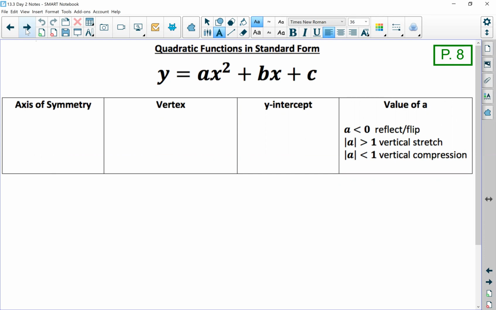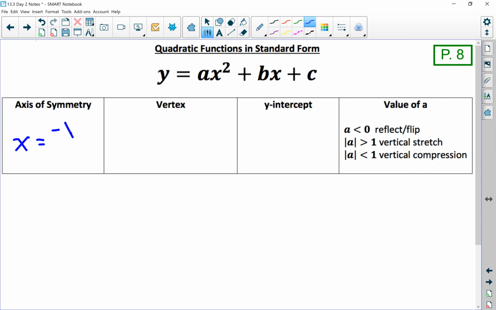Does anyone remember how to find the axis of symmetry? Very close. Anyone else? I heard some mumblings. It's not 2b. That would be Shakespeare, and we're not going there today. It's the opposite of b over 2a.